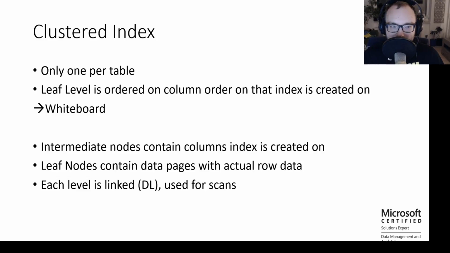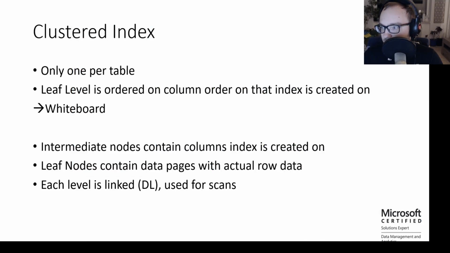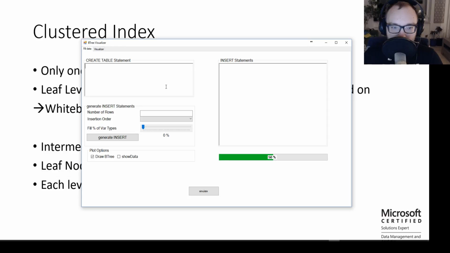That means that the leaf level is ordered on the column that the index is created on. If you create a table with ID, first name, last name, like I had in my example, and you order it on ID, you will have an index that is built on ID. For these purposes, let me just have a quick look at this little piece of software which is not yet done, which I created.